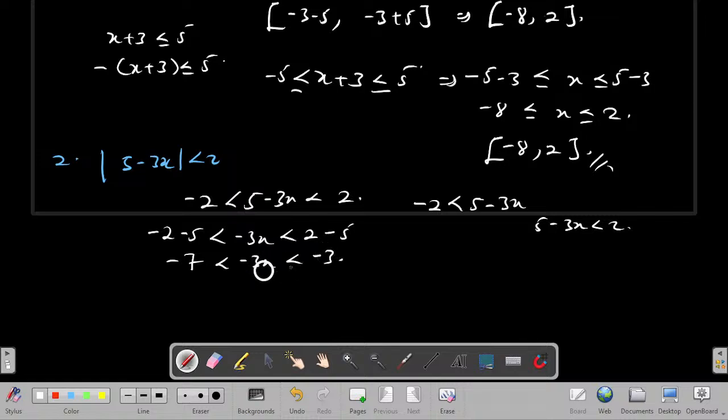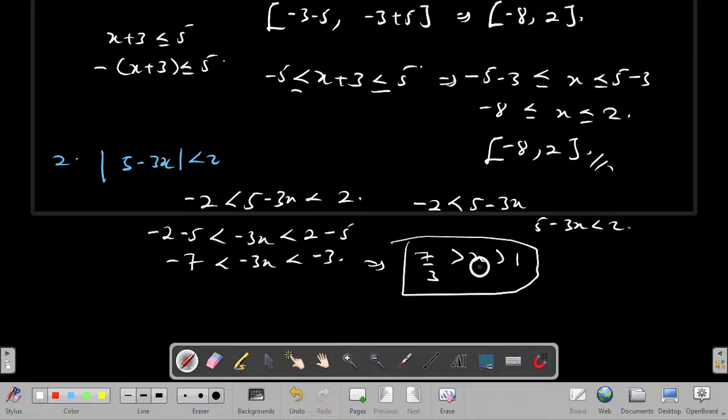Then what do we do? We divide through by the coefficient of x. And since we are dividing through by a negative, our sign is going to reverse. So this is going to give us 7 over 3 greater than x greater than what? 1. And that becomes our answer. So x is greater than 1, while 7 over 3 is greater than x. Hence, in interval notation, open 1 comma 7 over 3 close.